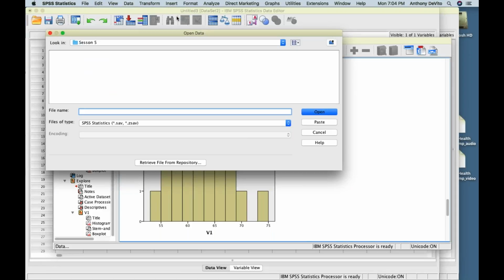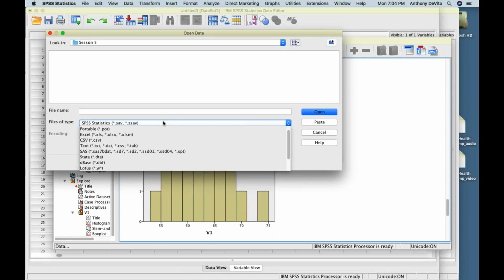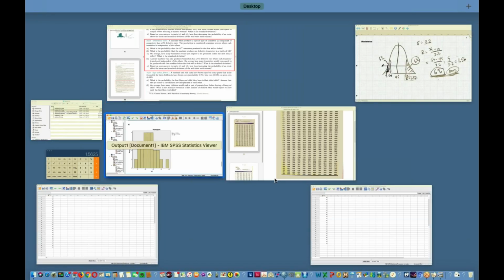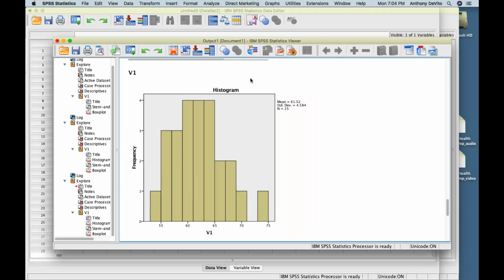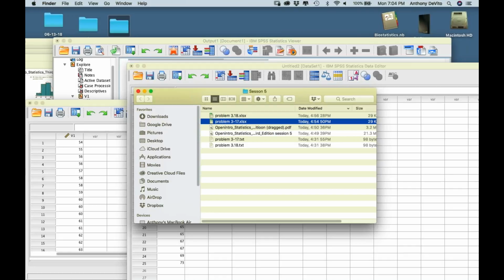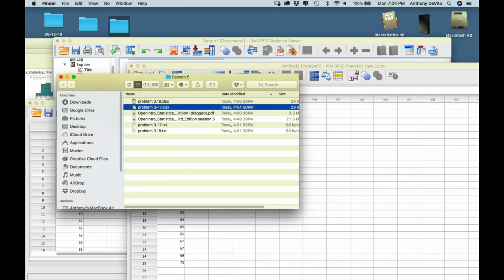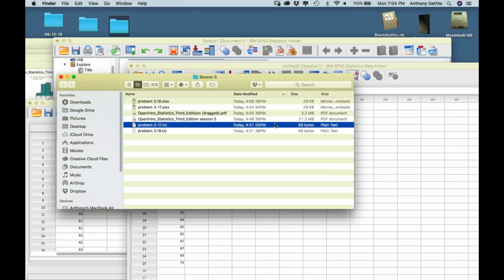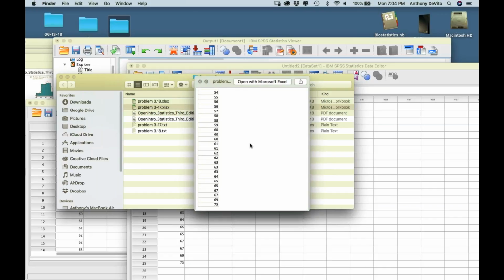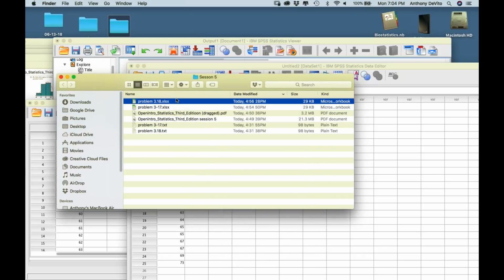Try this again. Open data, and Excel. Let me go into the Excel. Before I do that, let me take a look at them in Excel. Well, if you want to know, I think I got the same data file twice because they're exactly the same size. Let's see what this one looks like. Yeah, it is unfortunately the same data file. Oh, bummer.